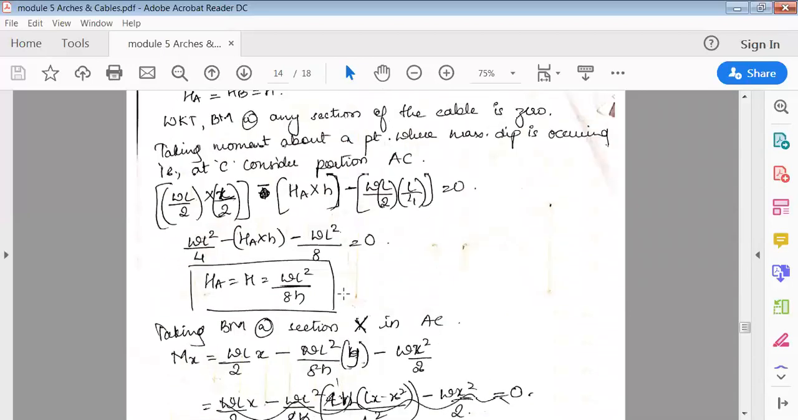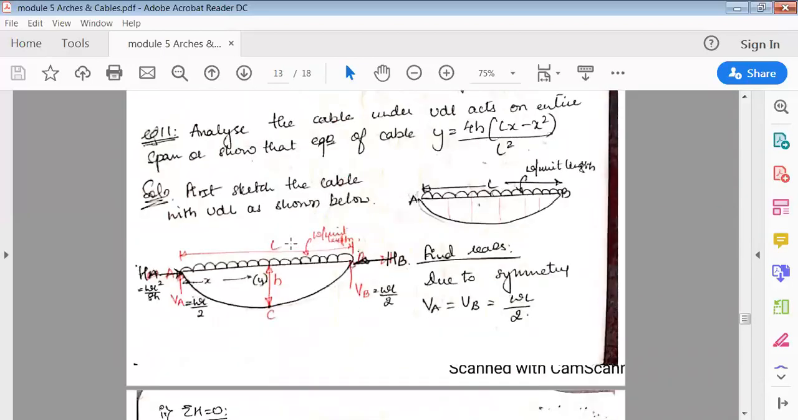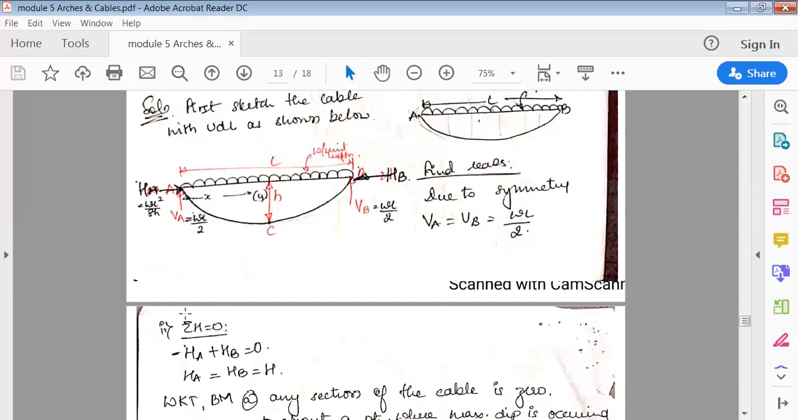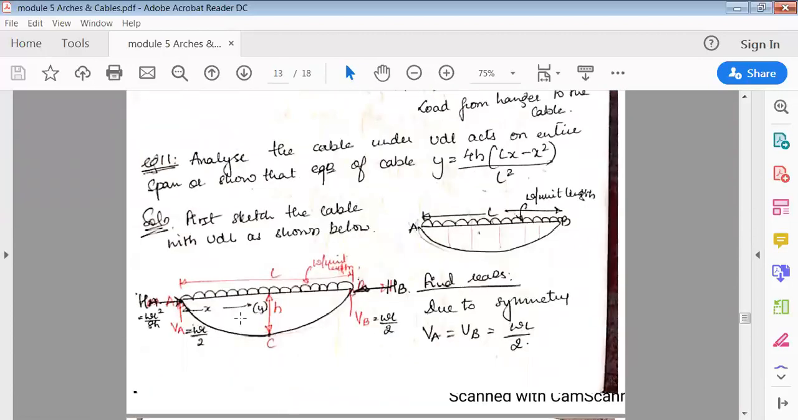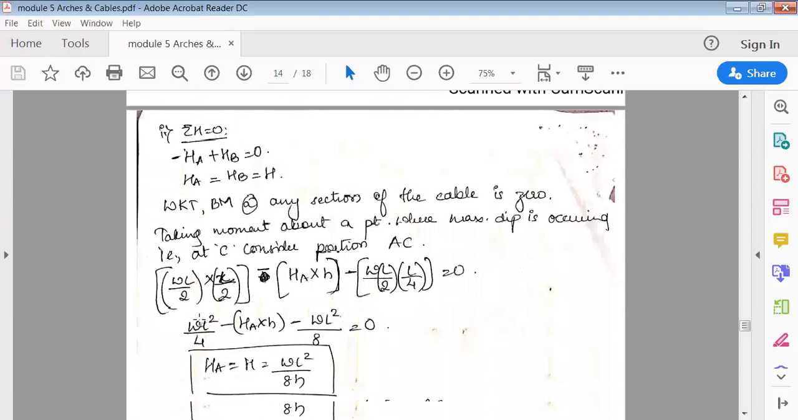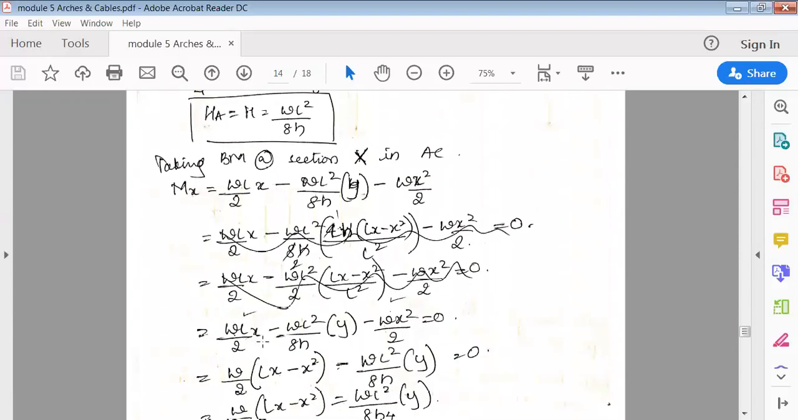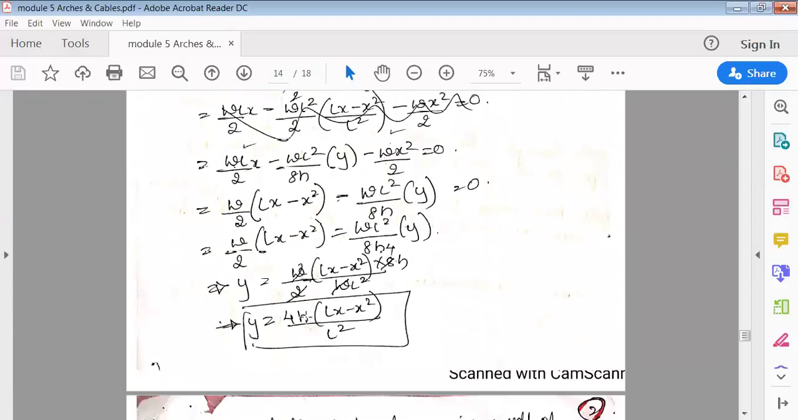Again as usual, here you have to take first VA, sum of all the forces. Summation of vertical forces is equal to 0, summation of horizontal forces is equal to 0, then moment about C is equal to 0, and finally cut this section at any portion. So Mx is equal to 0. This is an important problem which will be asked in the exam.